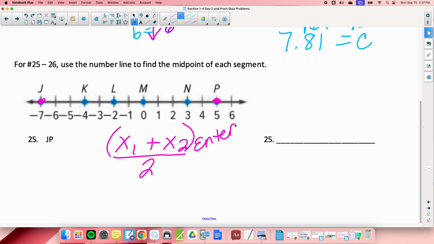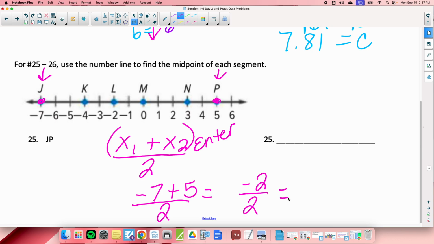So what we're going to do here, this is my J, this is my P, those are my X's. So I'm going to say -7 plus 5 all over 2. What's -7 plus 5? And what's -2 divided by 2? 1. Did you guys get that? So your answer here is 1. When you put this in your calculator, either do parentheses or hit enter.